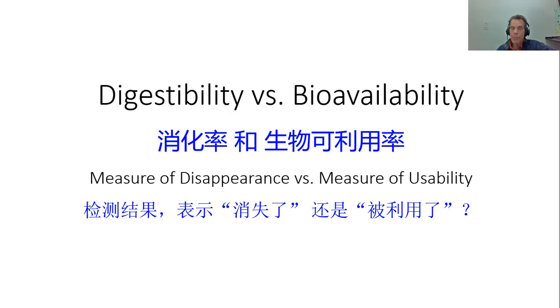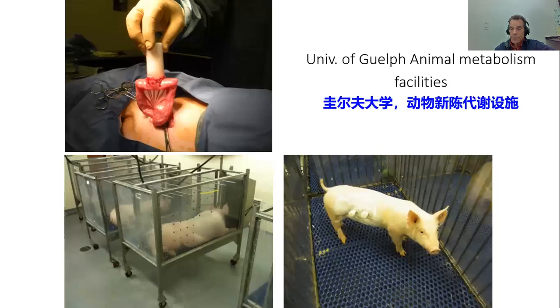not be confused together. Digestibility is a measure of disappearance. It was in the feed. You collect the fecal material. It's not in the fecal material, so therefore it disappeared. You say it's digestible. You assume it was absorbed, and you assume it was useful and usable by the animal. Bioavailability is a measure of usability of the nutrients. So it's one step further than digestibility, and it's really quite different.